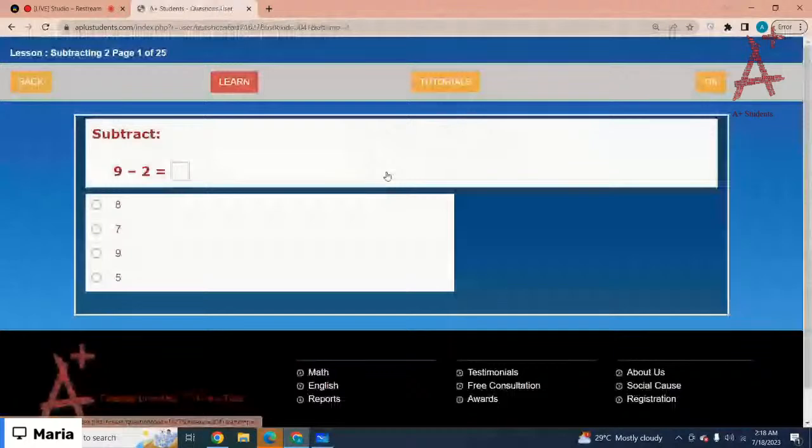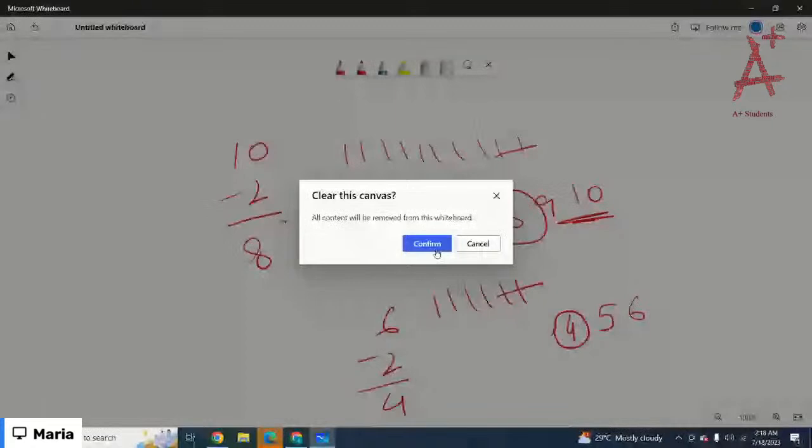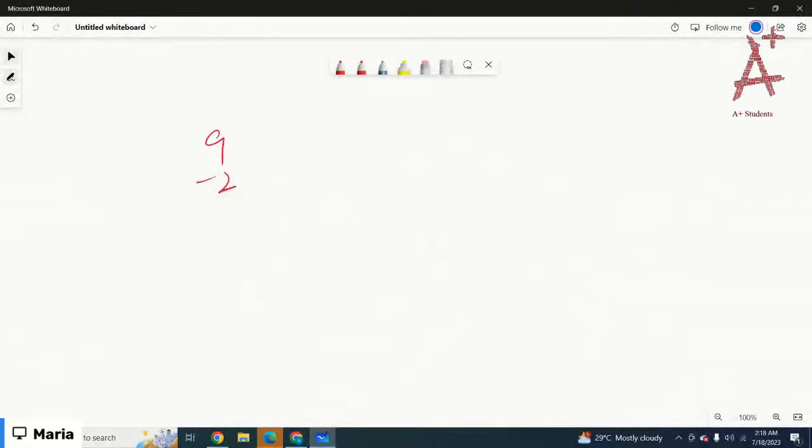Okay, the first one is 9 take away 2. Start with 9 and go back two numbers: 9, 8, and 7. That means 9 take away 2 is 7. So the correct option is 7.